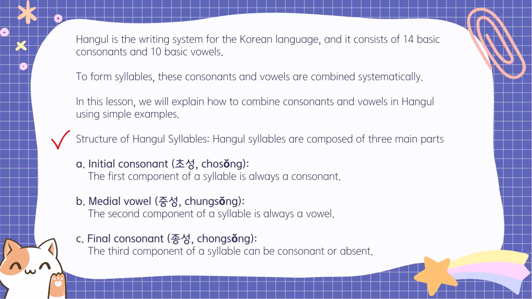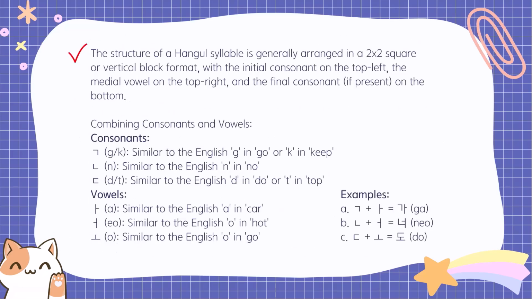Structure of Hangul syllables. Hangul syllables are composed of three main parts. A. Initial consonant, 초성. The first component of a syllable is always a consonant. B. Medial vowel, 중성. The second component of a syllable is always a vowel. C. Final consonant, 종성. The third component of a syllable can be a consonant or absent. The structure of a Hangul syllable is generally arranged in a 2x2 square or vertical block format, with the initial consonant on the top left, the medial vowel on the top right, and the final consonant, if present, on the bottom. Combining consonants and vowels.